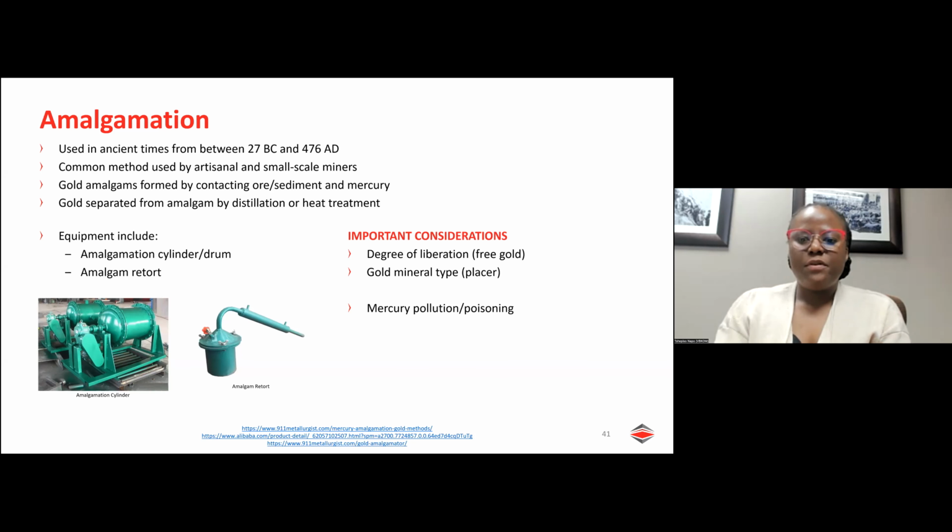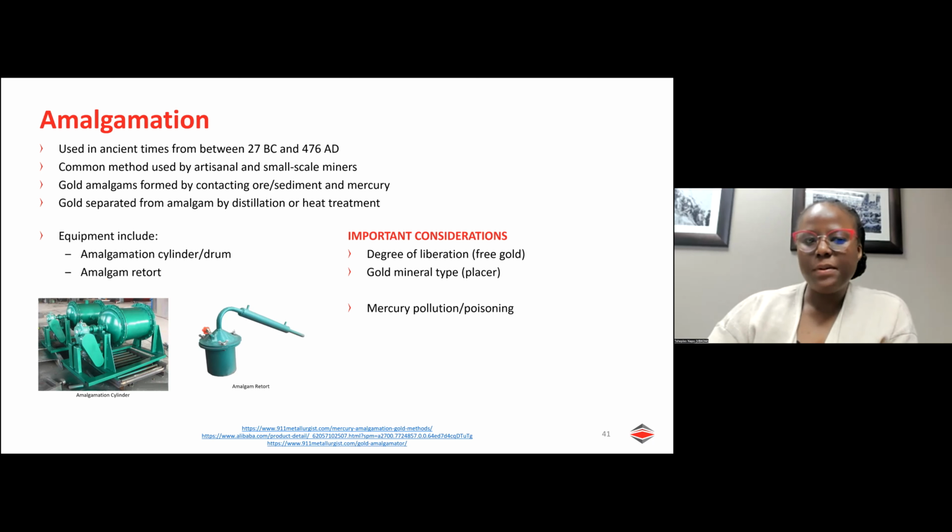The process is performed by contacting mercury with the gold-bearing ore to produce an amalgam. The amalgam is then distilled, or heated, to recover the gold. This method is typically suited for alluvial gold deposits or material that has already been processed previously, but still has some concentration of free gold within it. Amalgamation, however, is less used in big industrial operations, and this is because of the adverse environmental impacts that mercury has on the environment.